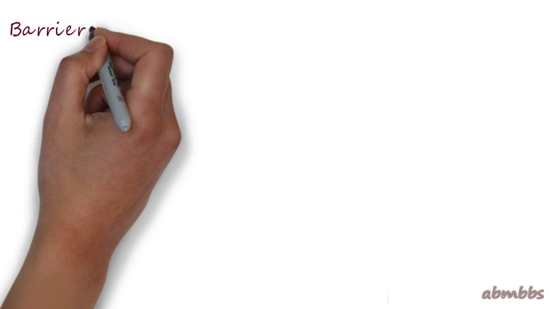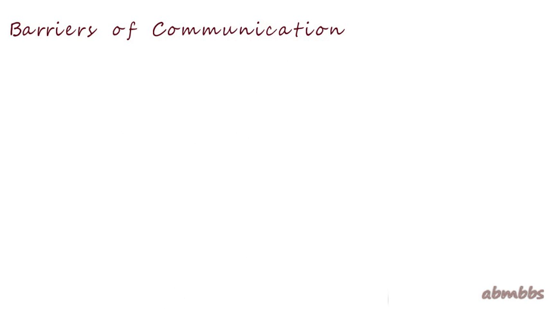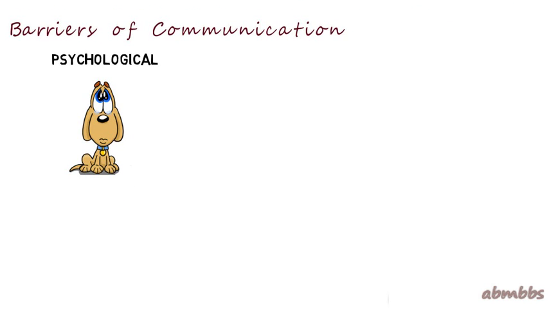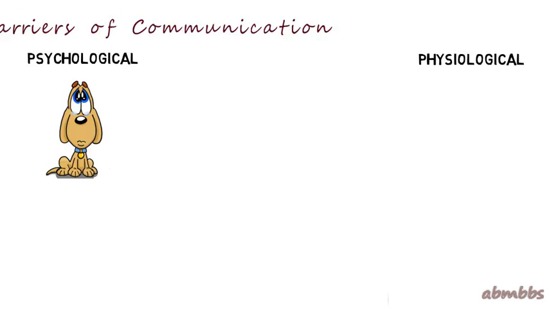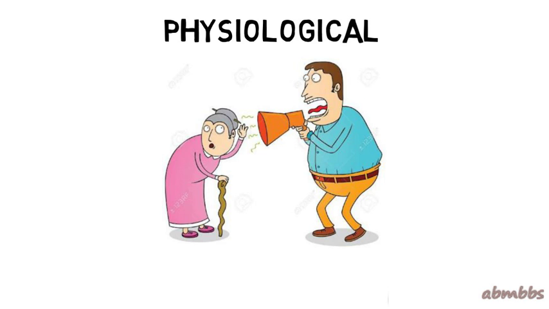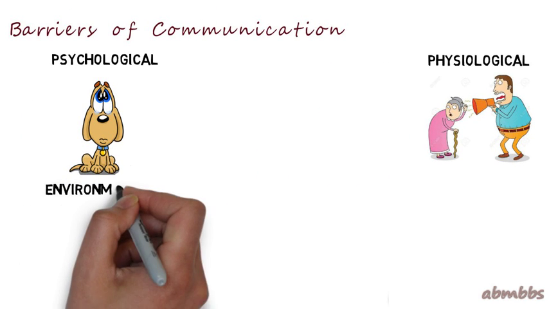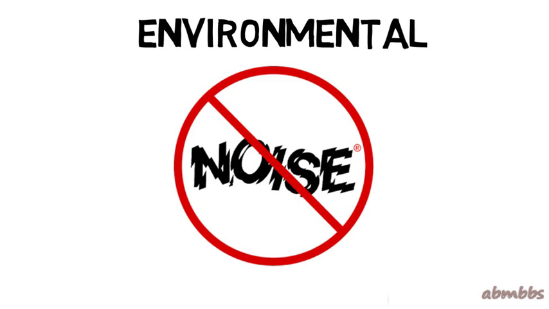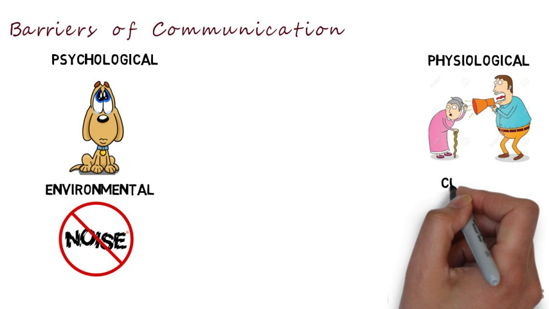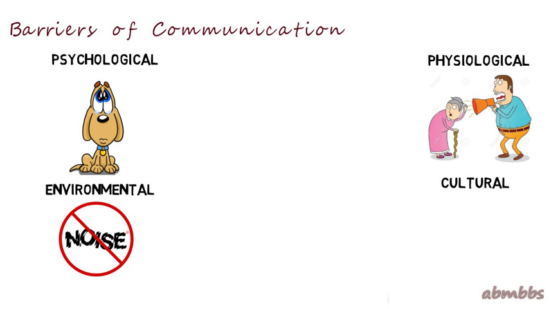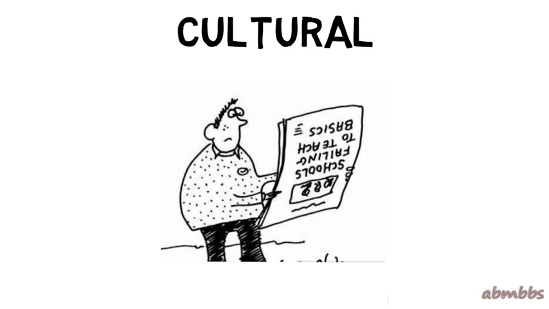What are the barriers of communication? It can be psychological barrier, like when somebody is sad. It can be physiological barrier, like when somebody is deaf. It can be environmental barrier, like when there is too much noise in the surroundings. Finally, it can be cultural barriers, like when a person is illiterate.